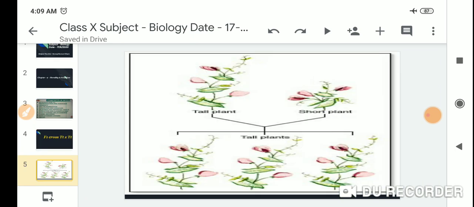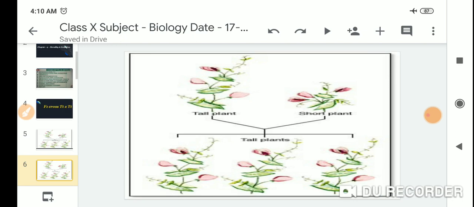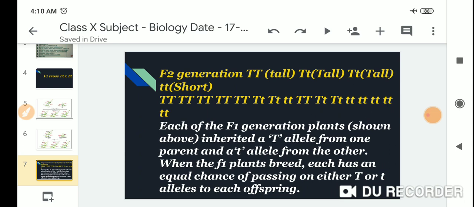Firstly, crossing over of the tall plant and the short plant. Mostly we get a ratio of 3:1. Three plants are the taller plants and one is a shorter plant. Capital T and capital T is a tall plant, capital T and small t is a tall plant, and small t and small t is the shorter plant. Next is the F2 generation.